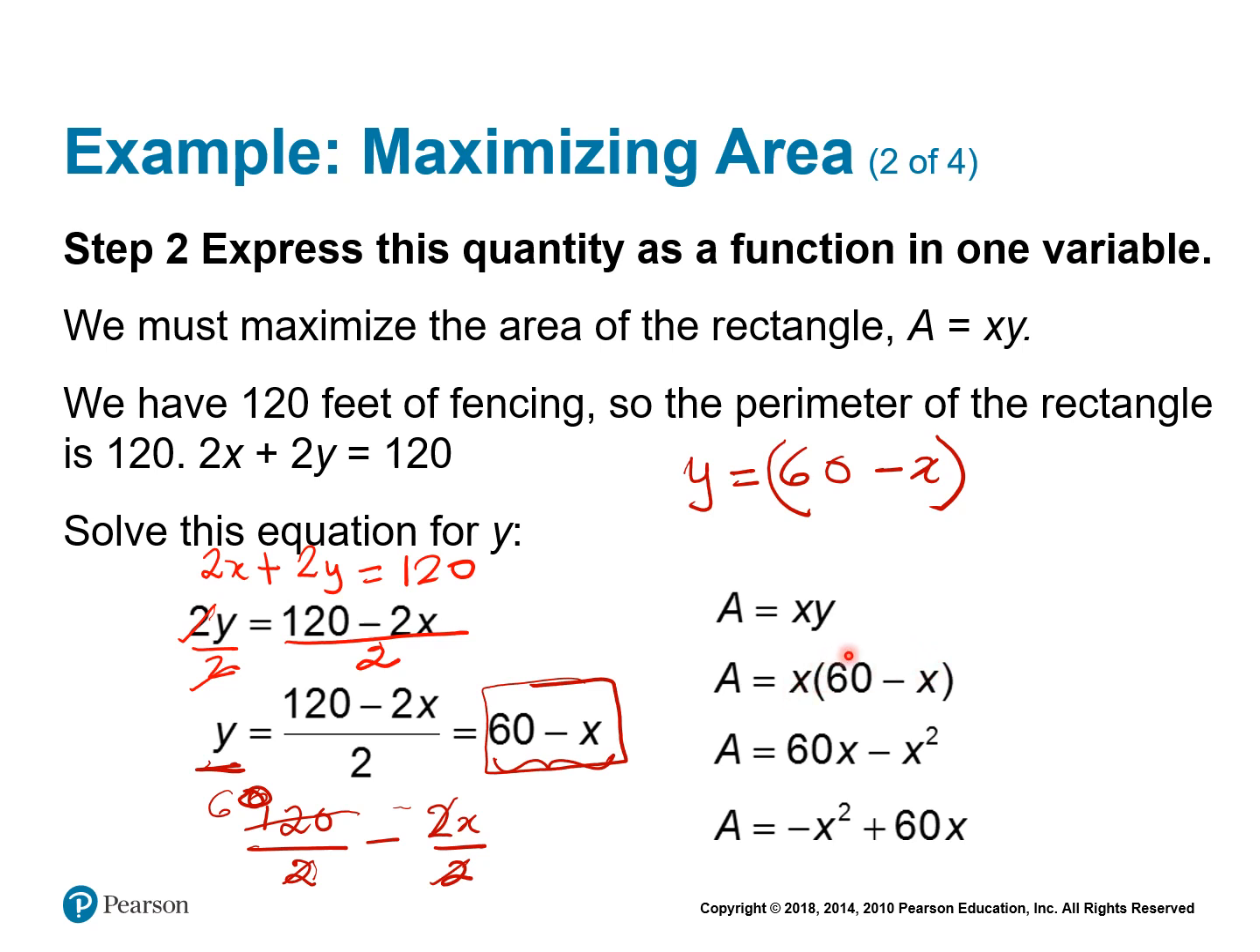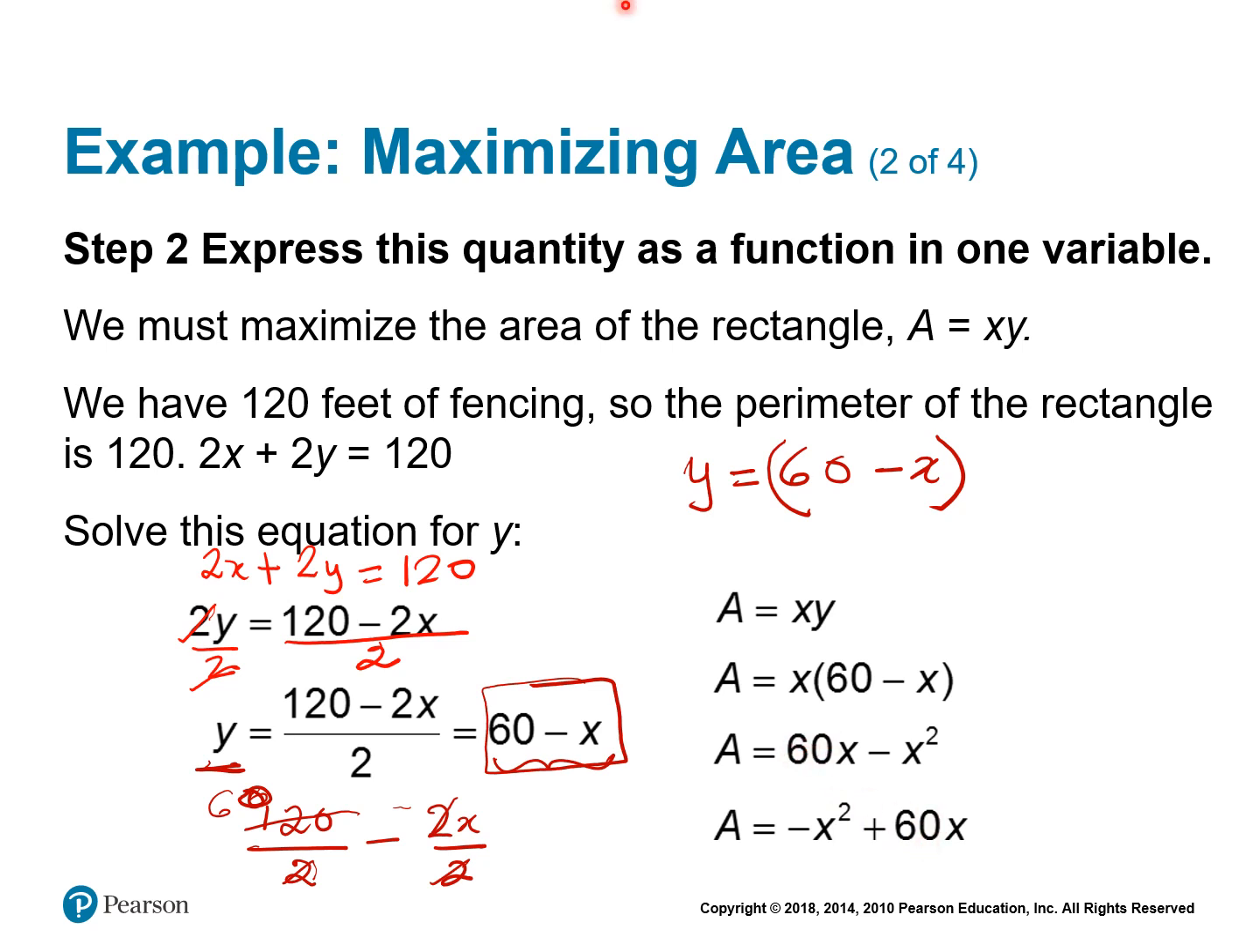So we have 60x, x times 60, and x times minus x is minus x squared. So we have 60x minus x squared. So A is, again, put the equation or the function in proper order of exponents, from highest to lowest. So the term with the highest exponent is placed first, minus x squared plus 60x. All right.